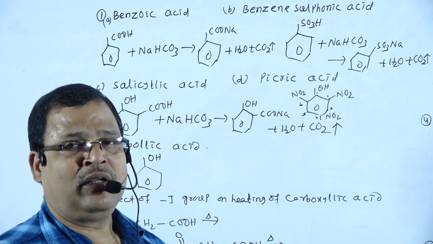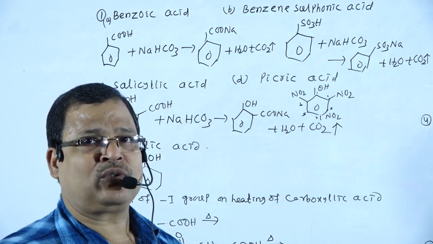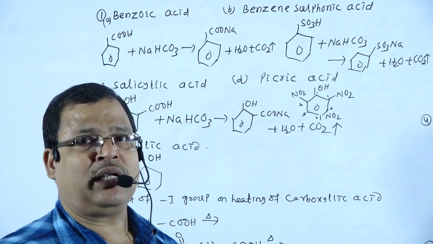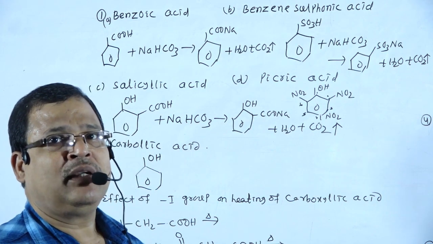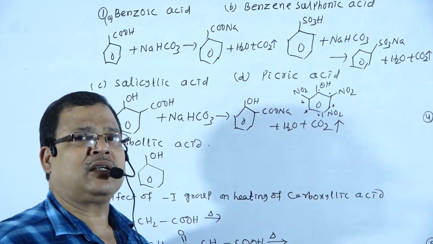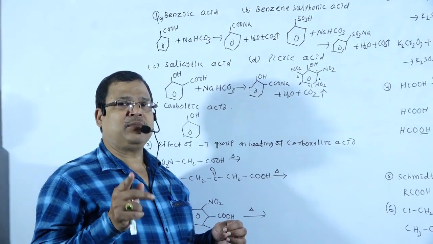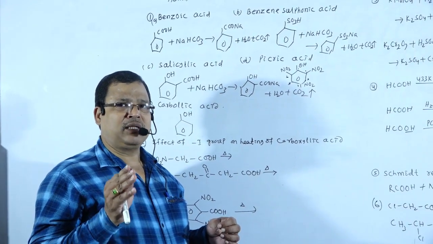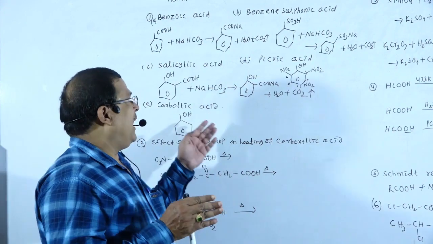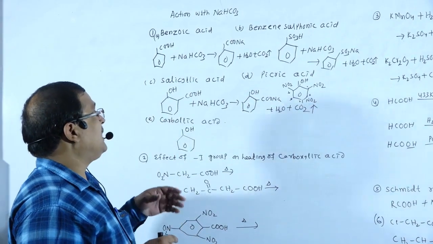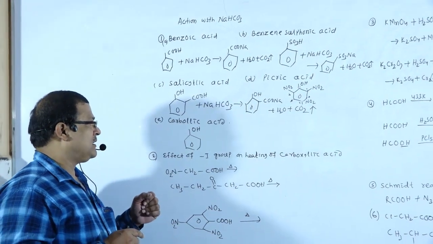Because phenol, or benzene containing OH groups, has no ability to release carbon dioxide from sodium bicarbonate, which is the distinction test between a carboxylic acid that is aromatic, containing benzene, and phenol. So the first question is over, that is, the action of sodium bicarbonate.